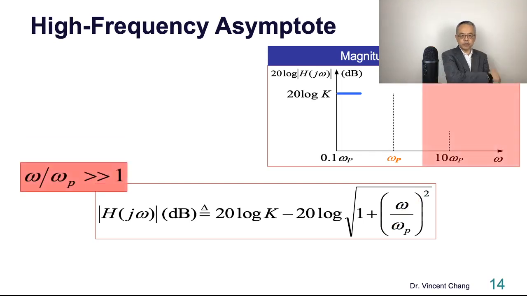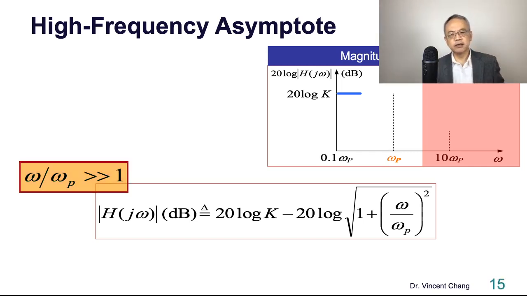What about the high frequency part? When omega is much higher than omega p, then 1 is negligible compared to the square term.